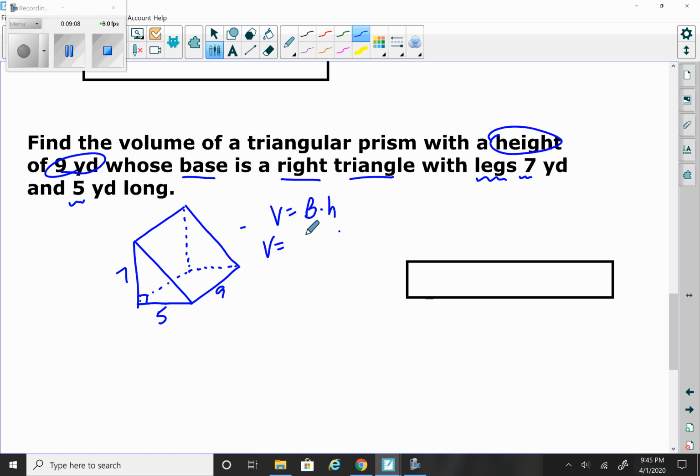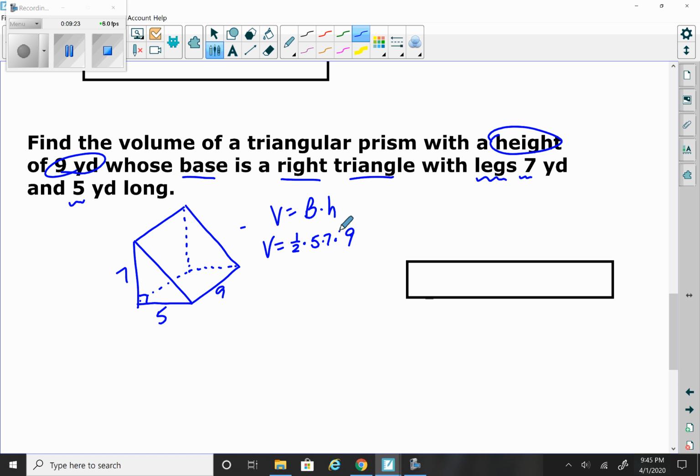So again, my base is a triangle. A triangle is 1/2 times your base and height, and the base and height of that triangle are perpendicular to each other, right? 5 times 7. And then the height of my triangular prism is 9.